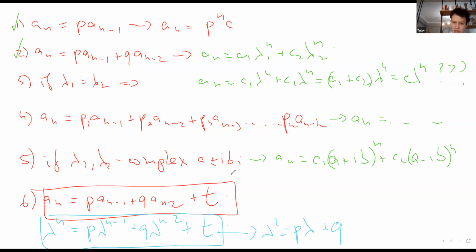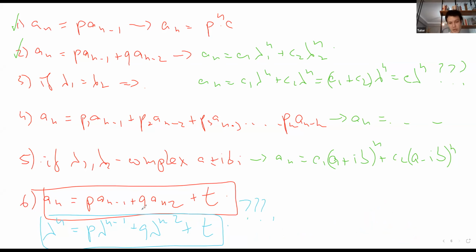So if I were to simplify, this would be T divided by lambda to the power N minus 2, right? So this would be problematic. This is not a quadratic anymore. This is the issue. This T in here is the issue. So the question is, what do we do about this thing in here when we have a constant?